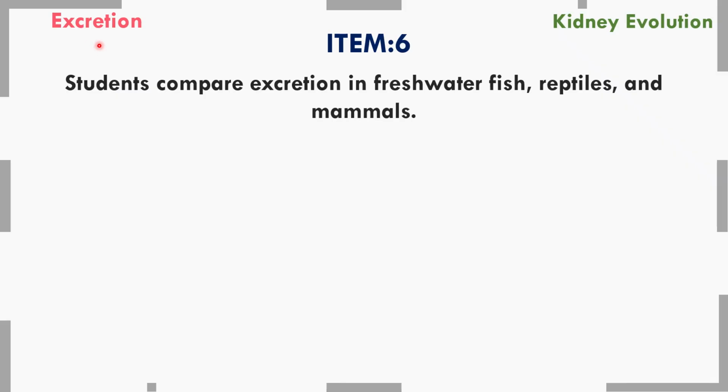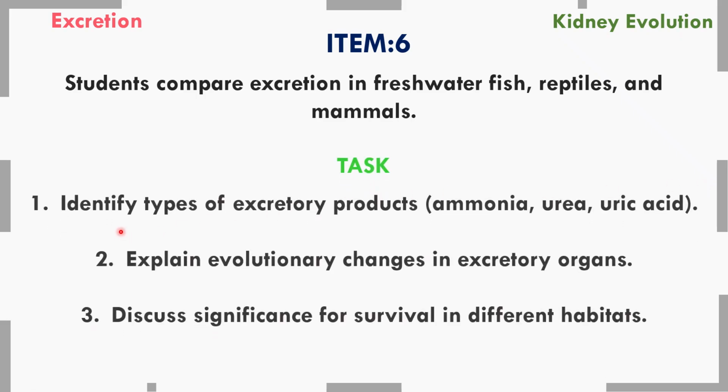Let's now move to excretion and look at the kidney evolution. Students compare excretion in freshwater fish, reptiles, and mammals. Identify types of excretory products: ammonia, urea, uric acid. Explain evolutionary changes in excretory organs. Discuss significance for survival in different habitats.